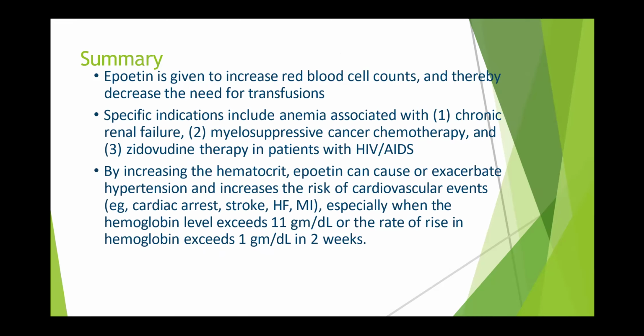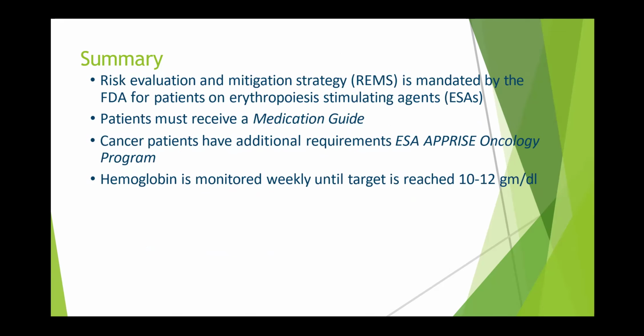By increasing the hematocrit, epoetin can cause or exacerbate hypertension and also increases the risk of cardiovascular events like a heart attack, a stroke, etc. Especially if the hemoglobin level, remember this, exceeds 11 grams per deciliter, or the rate of rise in hemoglobin is more than 1 gram per deciliter in a 2-week period.